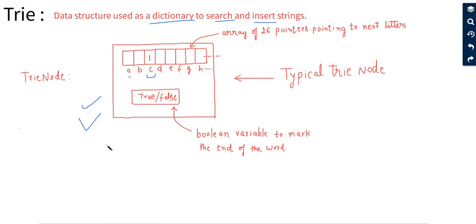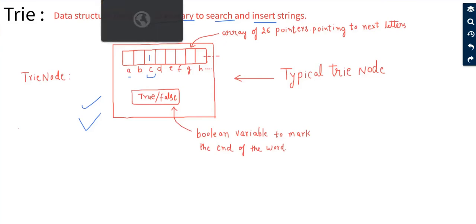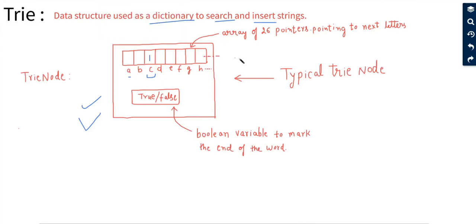The next question is, how does this Trie node store a word? Let's see that. So this array basically is an array of 26 pointers where if I stand at any particular character, let's say I stand at C, and C is present in the word we are searching, then the pointer at this location must point to the next node of the Trie which contains the next character of the word.